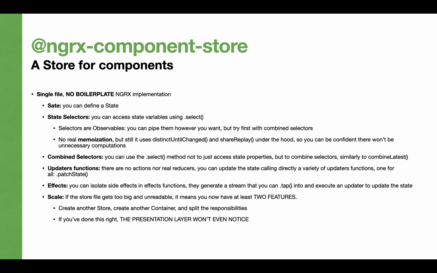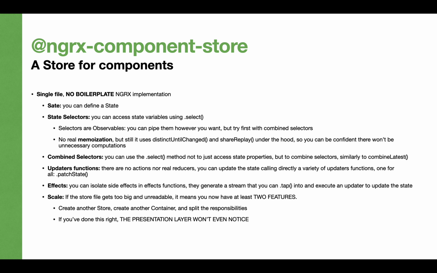Again, the cool thing is the combined selector. Basically, with the combined selector, you can use the .select method to combine a state selector or another combined selector to produce another stream, another selector, another observable. And this is where the encapsulation of the logic, in the form of a relationship between data, can be declared by defining the combined selectors. Then you're going to have the updater functions, so you're not going to have actions or reducers. You're just going to have a simple updater function. For example, you have patchState that is going to update a single property of the state, and that's it. You just have to call patchState with the name of the property, and magically it will work.